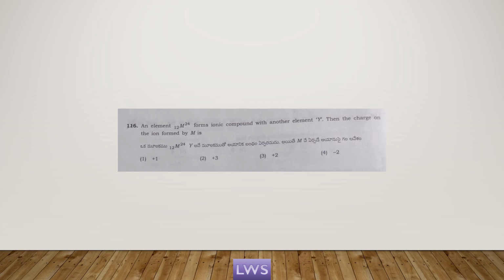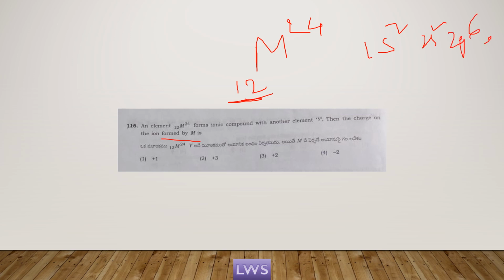So there is an element M with atomic number 12, so it is forming an ionic bond. So what will be the ions? So M12 is the atomic number. So 1s2, 2s2, 2p6, 3s2. So there are 2 more electrons here. So it will give up the 2 electrons. When it gives up the 2 electrons, it will become 2 positive. So option 3 is your answer, plus 2. So it will become M plus 2. Okay. So this is your answer. Option 3 is your answer.